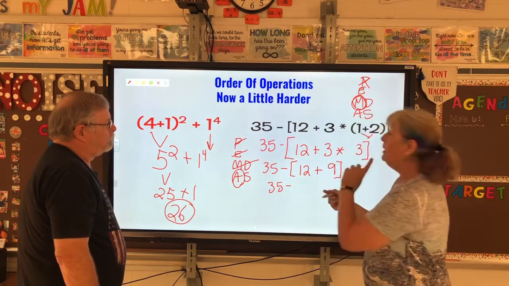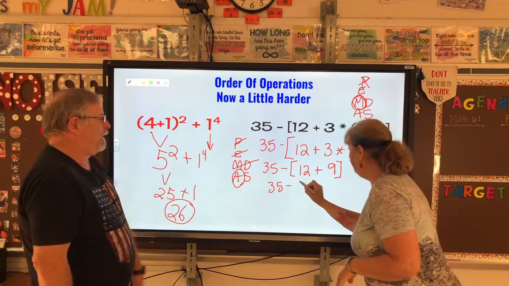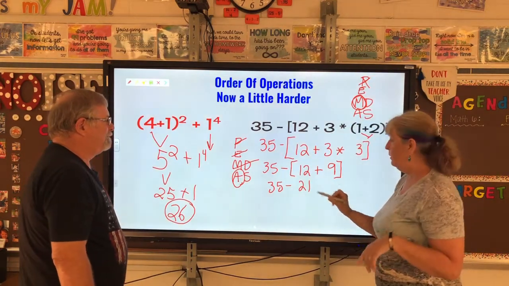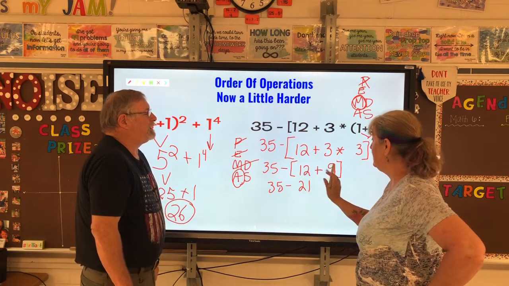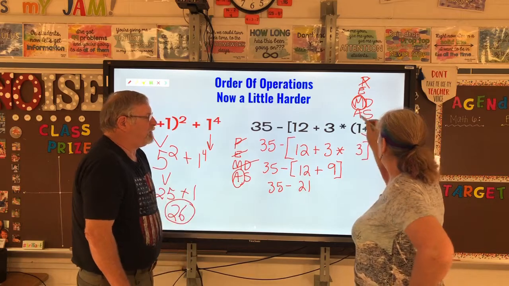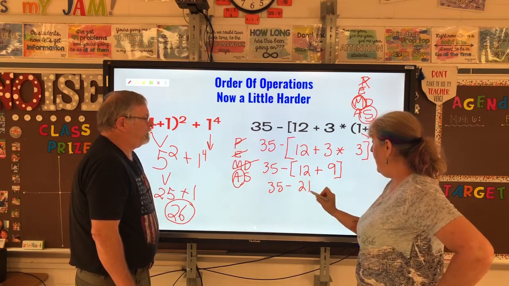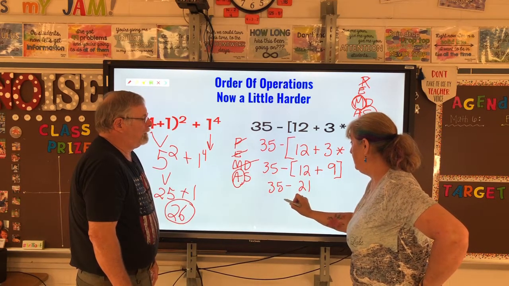35 minus 21. There you go. 21. Now 35 minus 21. Yeah, because I dropped the brackets. That's right. You don't need the brackets anymore because you're down to a single number. So now I got the subtraction, and I get 14.